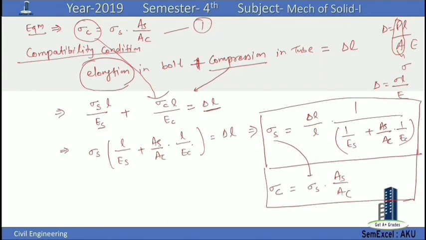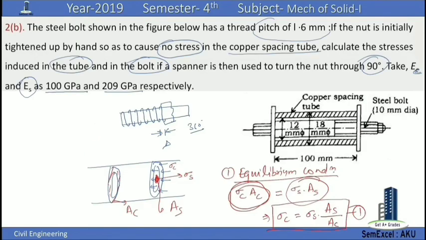Now we'll move to the problem, and using these two relations, we will solve the problem. Here, area of copper tube is given. AC will be equal to 5 by 4 into 18 square minus 12 square. It will be equal to 141.37 mm square. AS is equal to pi by 4 into dia, which is given as 10 mm. It will be equal to 78.54 mm square.